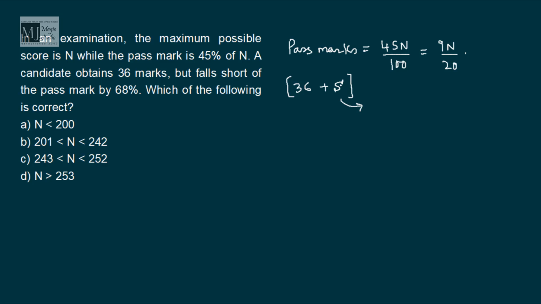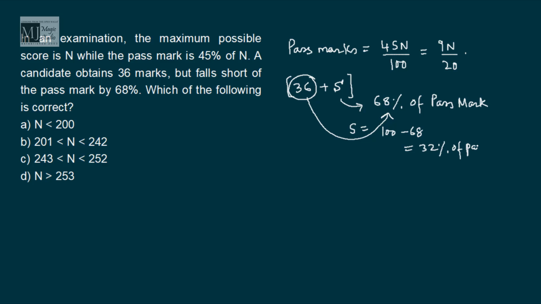Now what is his score? What is S in his score? S is 68% of pass mark. He falls short by 68% of the pass mark. So S is 68% of pass mark. So can I say this 36 is 100 minus 68, that is 32% of pass mark? Yes. If he falls short by 68% of pass mark, that means 36 is 32% of pass mark.